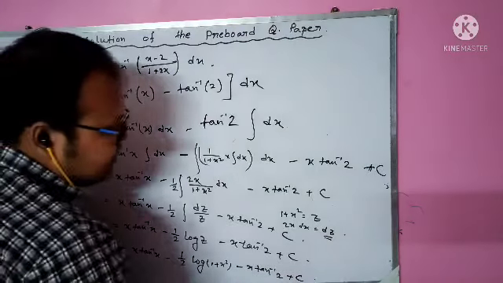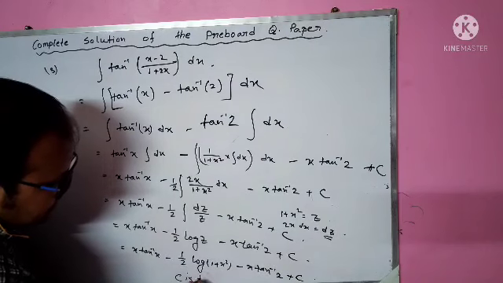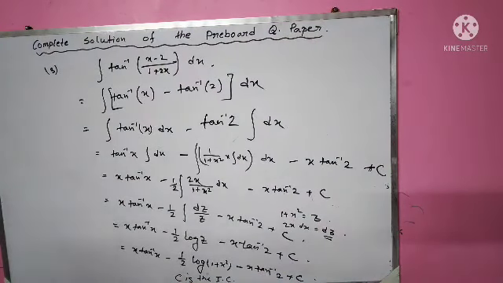By the way, don't forget to write this c. C is the integrating constant. You have to write that one also. C is the integrating constant. You have to write. Okay. Let us come to the next one.